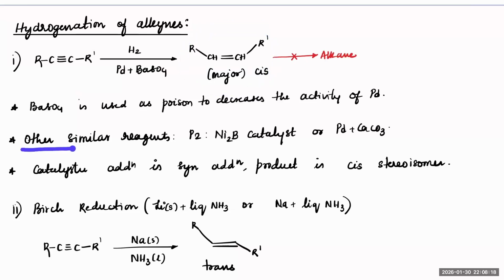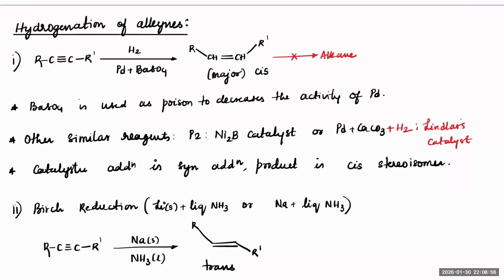The other catalyst which does a similar job is dinickel borate, which industrially is called the P2 catalyst. Another catalyst used is Pd plus HCl and H2. In fact, whether you take barium sulfate or calcium carbonate, these are called Lindlar's catalyst. Lindlar's catalyst will account for alkene formation, and further reduction of the alkene is not observed.